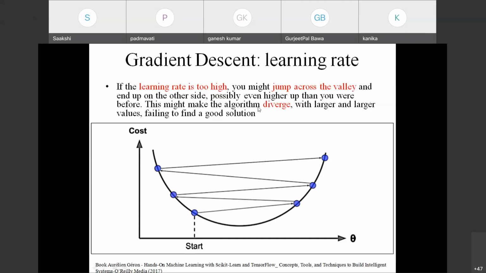But if the learning rate itself is very high, what will my update do? When I started with this and do W minus alpha into the derivative of the function over W1, you will jump directly to this particular position. Again, as my learning rate is high, you will reach this other particular point.